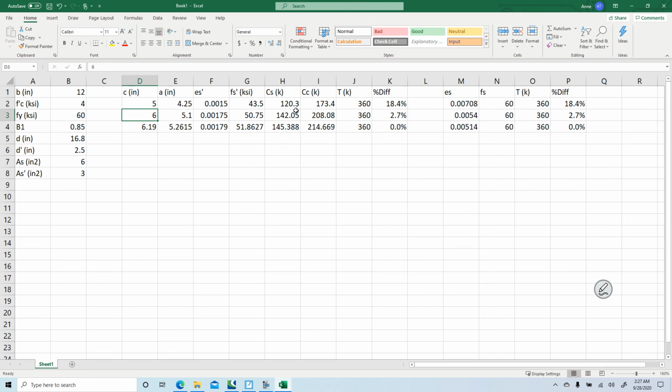If I increase it to 6 inches, now my difference is only 2.7%. So I could stop right there. If I want to get down to 0% difference, 6.19 is the actual answer. Within 5%, C can be anywhere from 5.84 to 6.54.